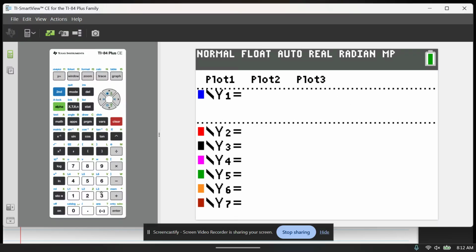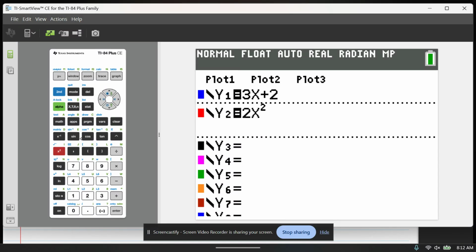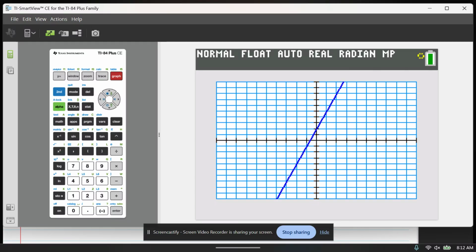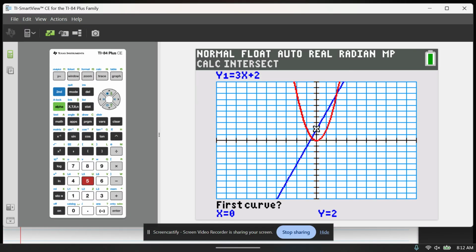All right, so I got 3x plus 2, and then 2x squared. So here we have a parabola. The red one, that's our 2x squared, and the blue one is our 3x plus 2. Now I want to get the calculator to tell me where they're crossing. Okay, so second, trace, intersect. We've used this tool quite a bit in the last few weeks here.